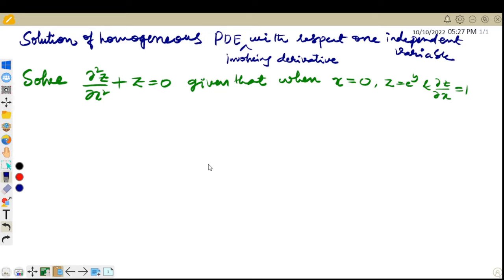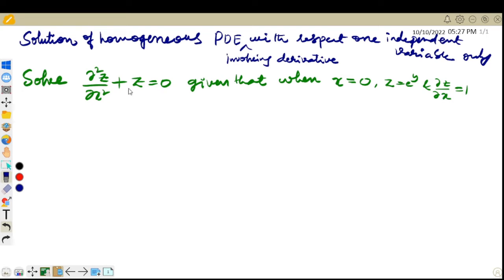In this video, we are going to discuss an example based on a homogeneous partial differential equation involving a derivative with respect to one independent variable only. Okay, so look at an example.